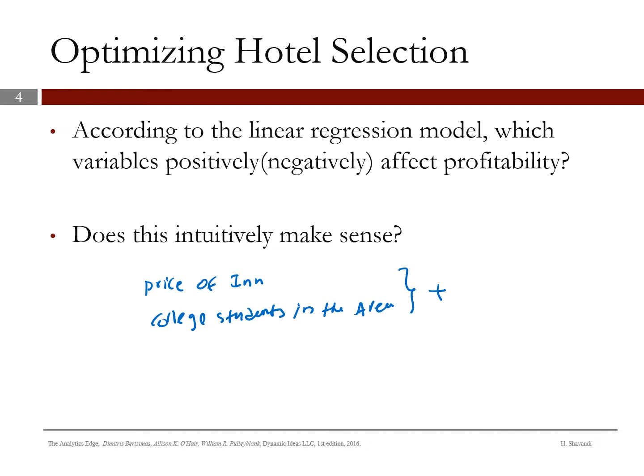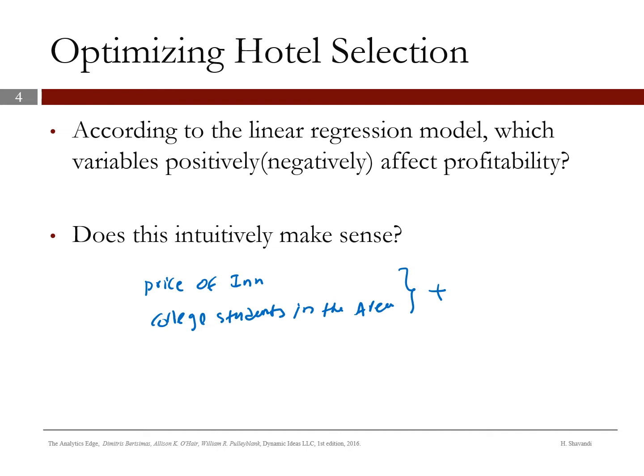Here we are not talking about the price of booking one room for one night. It's not that. It's the total price of the hotel. So a higher price would mean that the hotel has higher features as well, right? It's somehow a luxury hotel, so it makes sense that the profitability would be higher for that hotel as well.